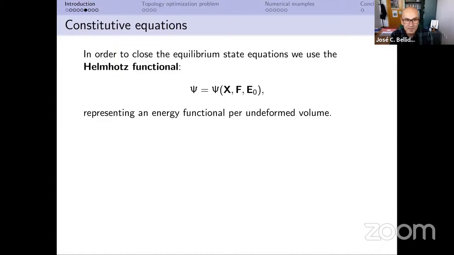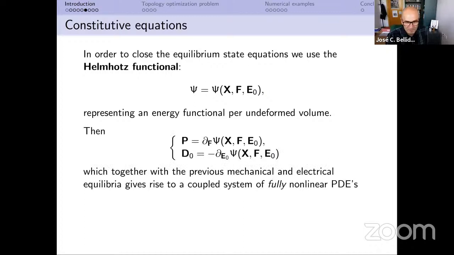We have used the Helmholtz functional. This represents the energy functional per undeformed volume, and it depends on the variables in the reference configuration X, the deformation gradient, and the electric field. Once we have defined the Helmholtz functional, the first Piola-Kirchhoff stress tensor is obtained as the derivative with respect to F of this functional, and the electric displacement is obtained as minus the derivative with respect to the electric field. So with this relation and the previous equilibrium, we have the system of nonlinear PDEs for obtaining equilibrium for this electromechanics model, but we need a constitutive relation.